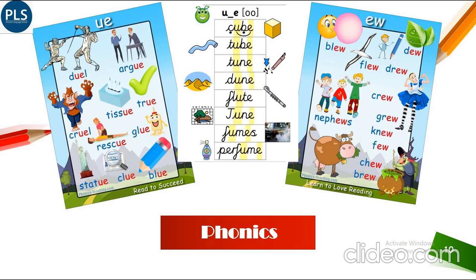At the end of our unit, we are going to learn our phonetic sounds. Like here we have the sound of the letters U and E, like in the word argue, tissue, cruel, glue, blue, clue, statue, rescue, and a lot of other words. And we also are going to learn about the sounds of the letters U and E, but with another letter between them, like the word cube or flute or June or perfume or fumes and a lot of other words. And the sounds of the letters E and W, like here we have the word flu, crew, few, and of course the word from our unit, nephews, and two.